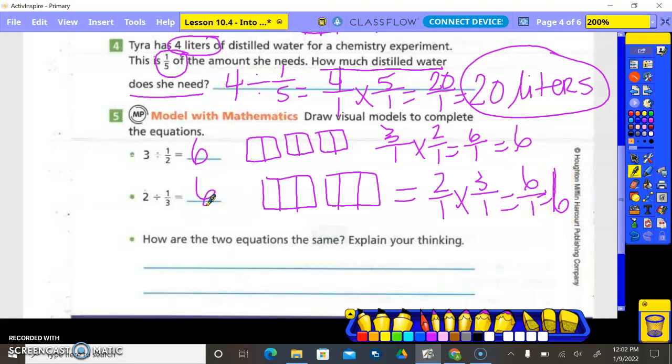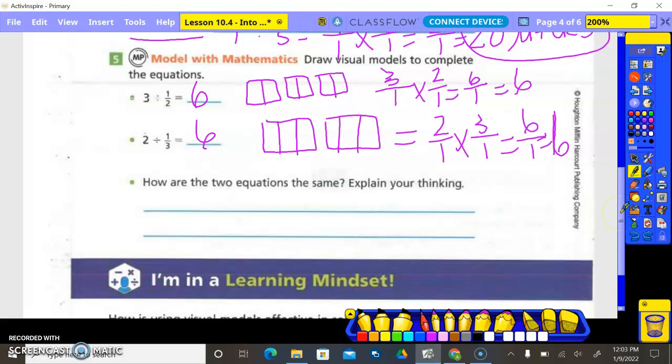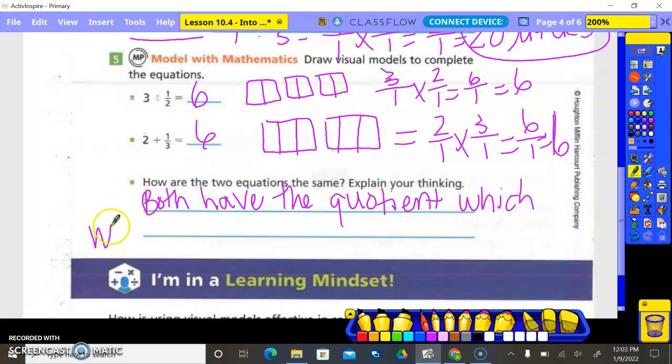So how are the 2 equations the same? Explain your thinking. We both got the same quotient, and quotient means the answer to a division problem. The dividend, which was our total, ended up either way being divided into 6 different parts.